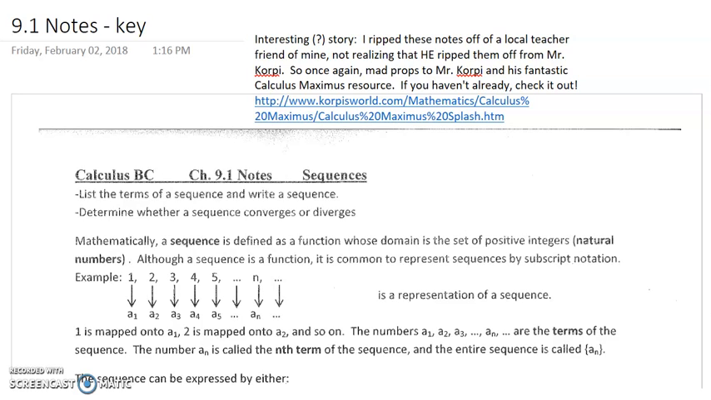Unit 9 is of huge importance to AP Calculus BC. This is the sequences and series chapter. It is what I like to say the granddaddy of them all as far as the units are concerned. This is the beefiest one as far as what separates AB from BC.